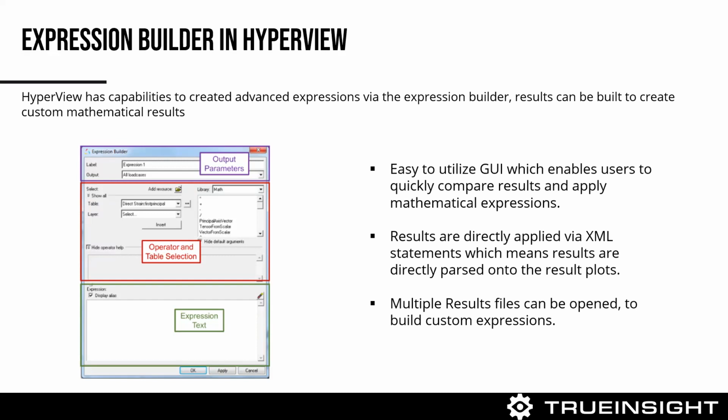And so one of the really powerful things about HyperView is the capability to create custom expressions. So you can create custom mathematical relationships and visualize those results. In our case, I'm going to show you an example of looking at a stress difference value and then visualizing that graphic. The cool thing is that because you create these mathematical expressions via conditional statements, they're very easily able to be parsed onto an existing plot.